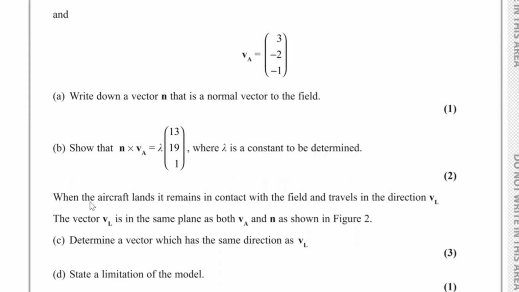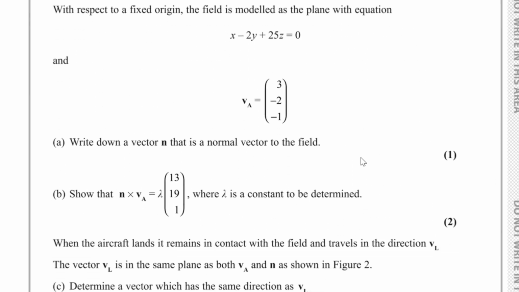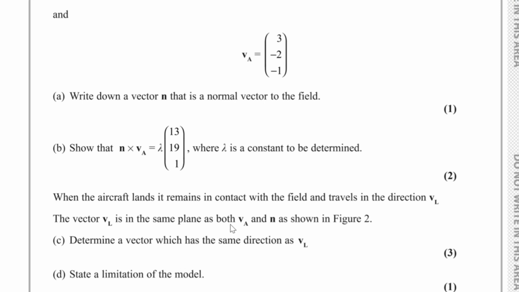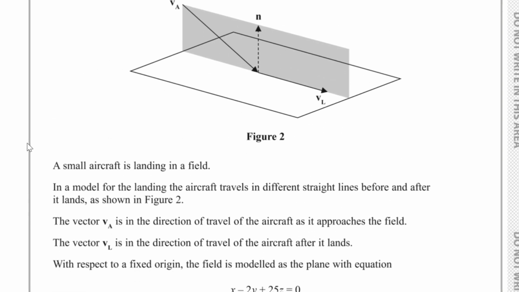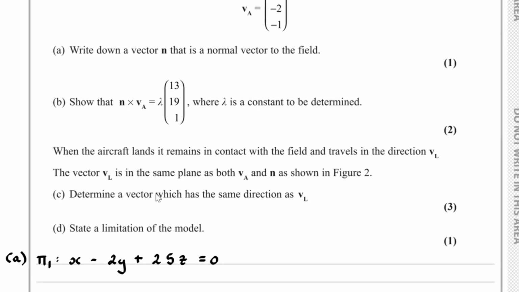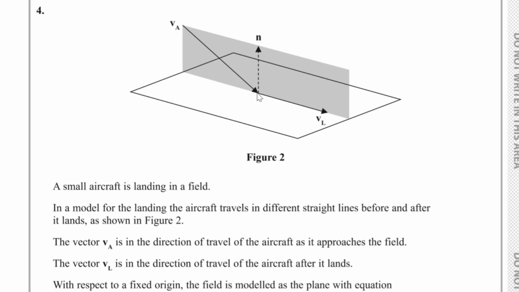Now, for part C, when the aircraft lands, it remains in contact with the field and travels in the direction of VL. That's what we see in the diagram. The vector VL is in the same plane as both VA and n, as we see in figure 2. So this shaded region is a plane. We have to determine a vector which has the same direction as VL. Well, we are looking for the line VL, and that's the intersection of this plane here with this plane here.